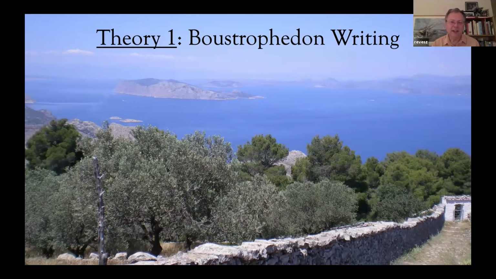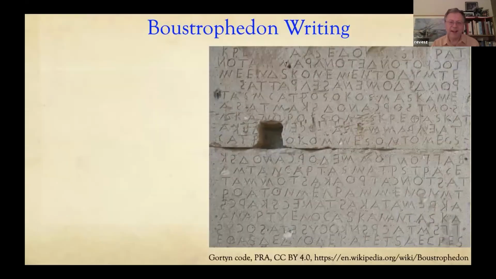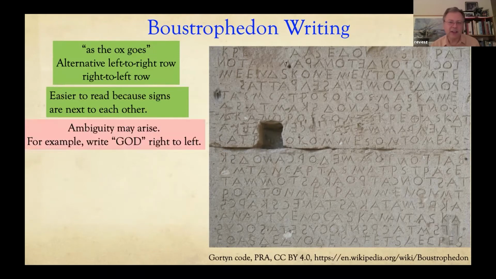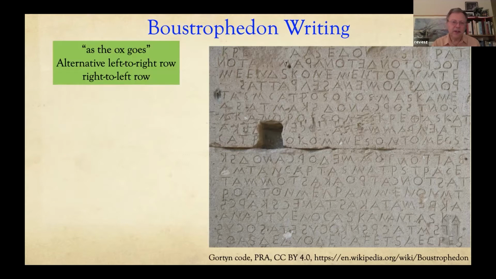Well, one theory is that we have Boustrophedon writing, and that is a cause of the symmetry. An example of such writing is from 500 BC from the town of Gortyn. This is called the Gortyn Code, a legal code, and it's written in ancient Greek letters, as you can see. The name implies 'as the ox goes' in Greek. It indicates a type of writing where in one row we go left to right, then right to left, and alternate. This makes the writing easier to read because the signs are next to each other always. Okay, so that's very nice.